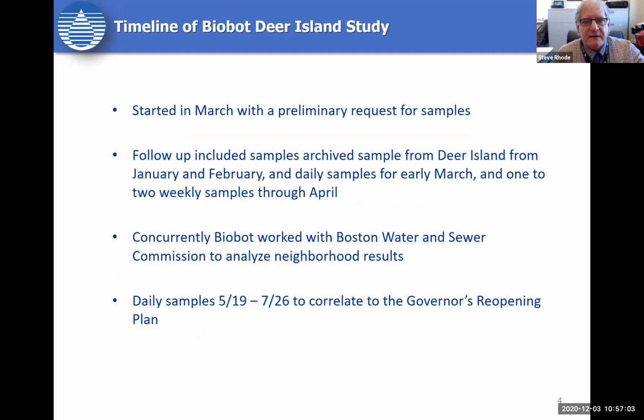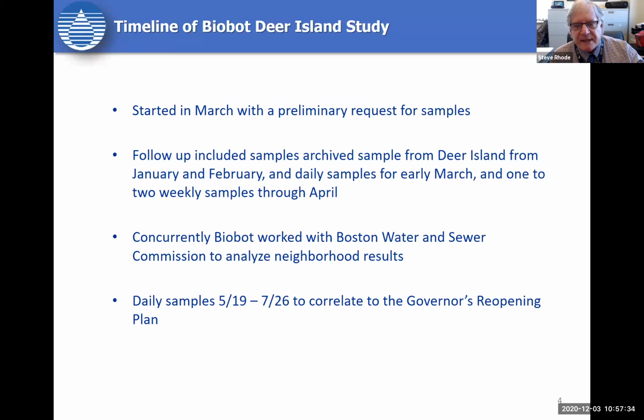So we started in March with a preliminary request for samples. We had previously been in contact with BioBot in 2017 when they were working on an opioid study, and they came to us looking for a consolidated sampling point where they could get to the entire city of Cambridge, Massachusetts. We weren't able to accommodate that. We don't actually have a single connection to the city of Cambridge, or most of the cities that we serve.